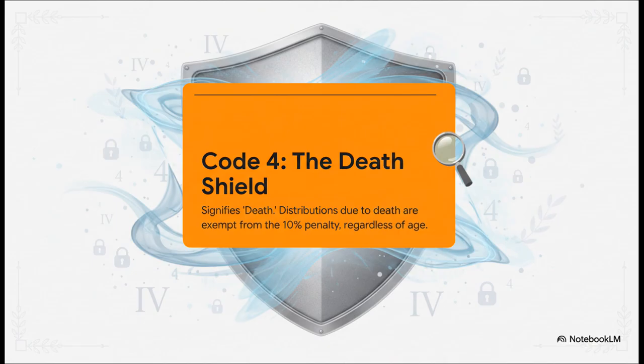And that brings us to your protection, Code 4. This is your death shield. It signifies that the money is coming to you because the original account owner passed away. And the tax code is crystal clear on this. Distributions to a beneficiary due to death are exempt from that 10% penalty. Your age is completely irrelevant. Doesn't matter if you're 25 or 55. If you see a Code 4, you are shielded.